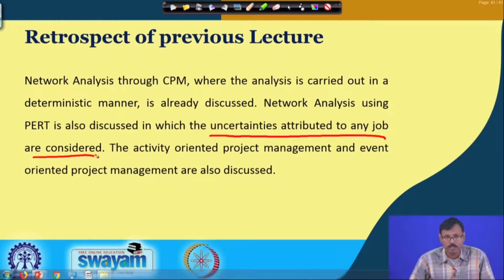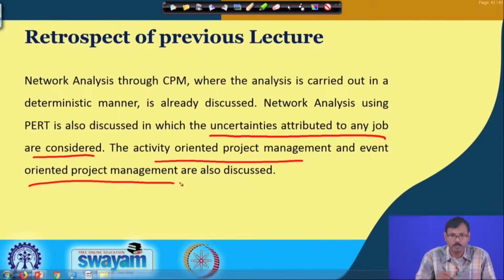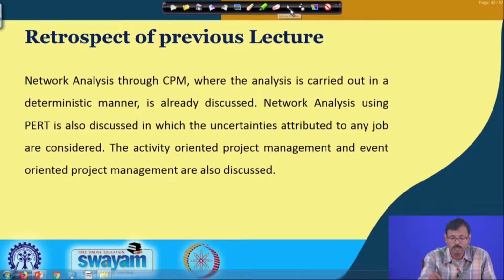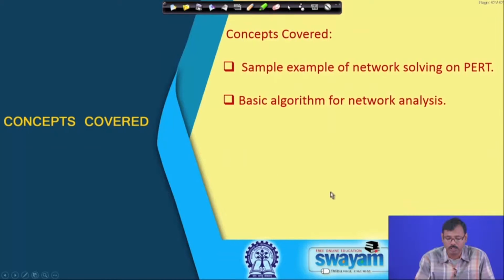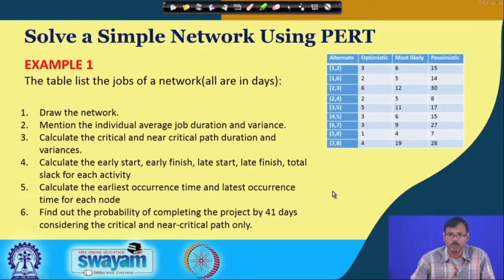And we have discussed, in our last class, activity oriented project management and event oriented project management, so that instead of having the progress on a particular job, we can consider the early starting of the job or the completion of the job as the event oriented project management. This we have already discussed, and at this stage you can consider the complete syllabus is covered. So, basically we are trying to summarize this with a big example, so that you can calculate your program evaluation and review technique for network analysis.